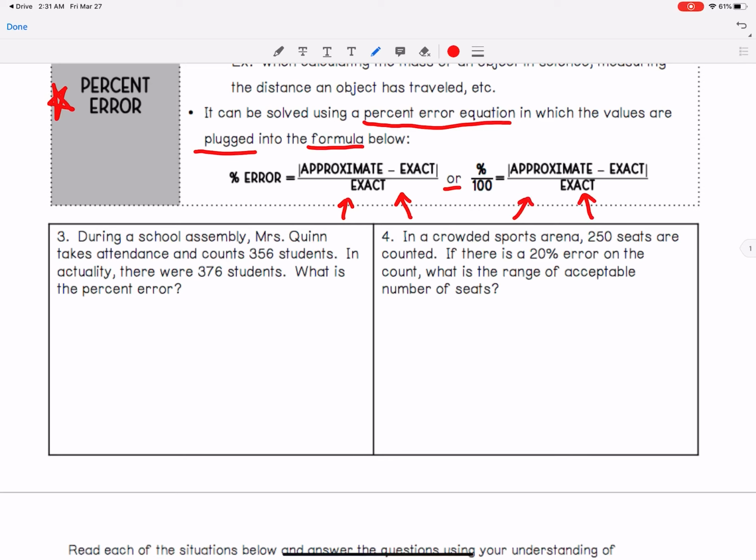What does 20 over 376 give us? Let me get my handy dandy calculator. Sorry, I didn't have it ready. All right, I'm typing in, what does 20 divided by 376 give me? And it gives me 0.053 and a bunch of decimals.